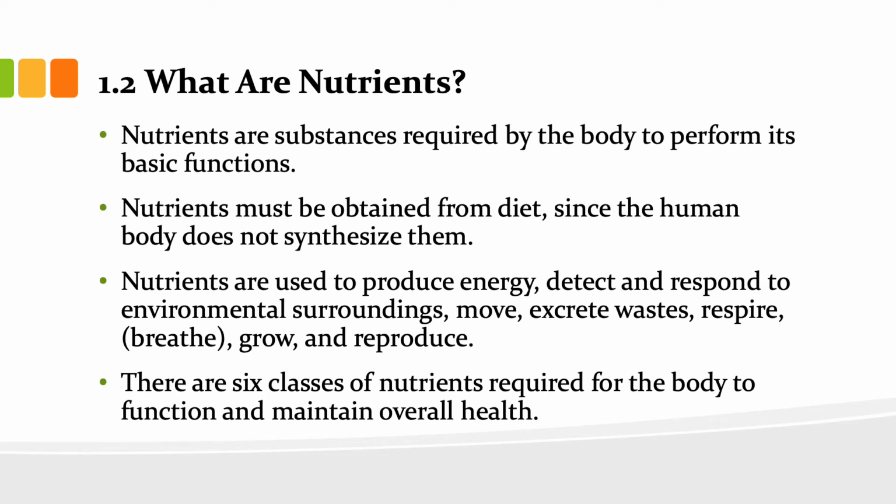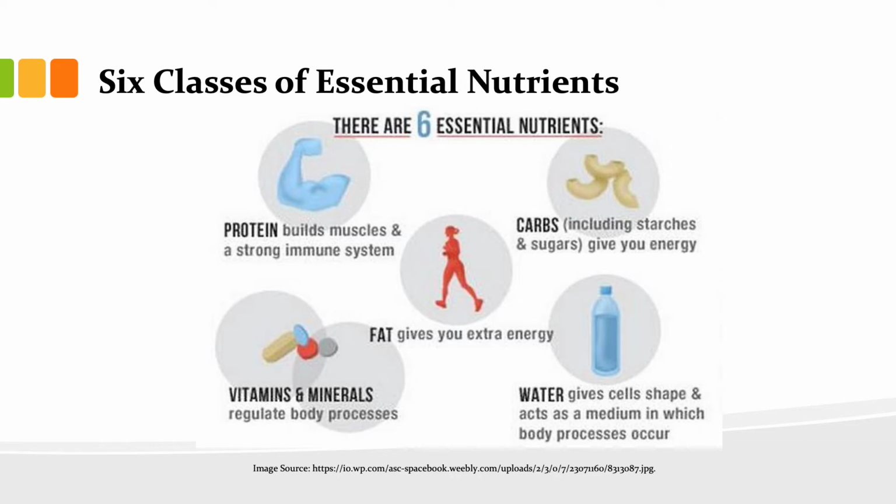Nutrients are substances required by the body to perform its basic functions. Nutrients must be obtained from the diet, since the human body does not synthesize them. Nutrients are used to produce energy, detect and respond to environmental surroundings, move, excrete waste, respire or breathe, grow, and reproduce. There are 6 classes of nutrients required for the body to function and maintain overall health. These are protein, carbohydrates, water, fat, and vitamins and minerals.